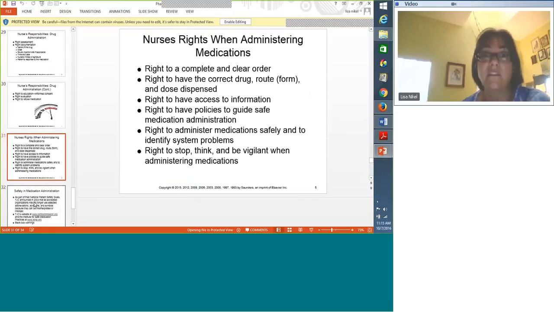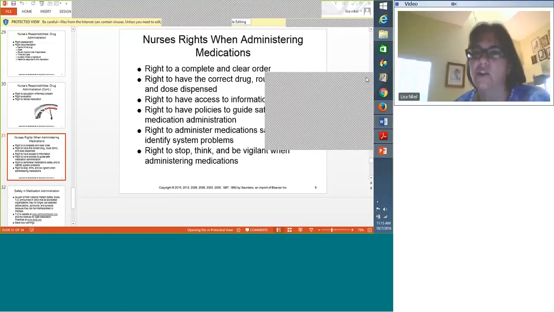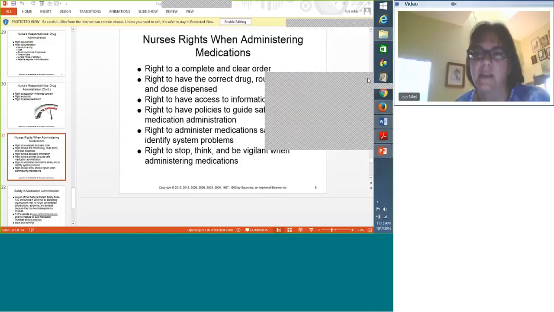Nurses' rights when giving medicine: you have the right to a complete and clear order. If you cannot read the doctor's order, what are you supposed to do? Clarify or call. Clarify it with who? The doctor, or the provider that wrote it, yes. The correct answer is never going to be walk around the unit and see how many people think it's this, how many people think it's that. If there is any question in the order, you want to call the doctor or the provider. Yes, absolutely.